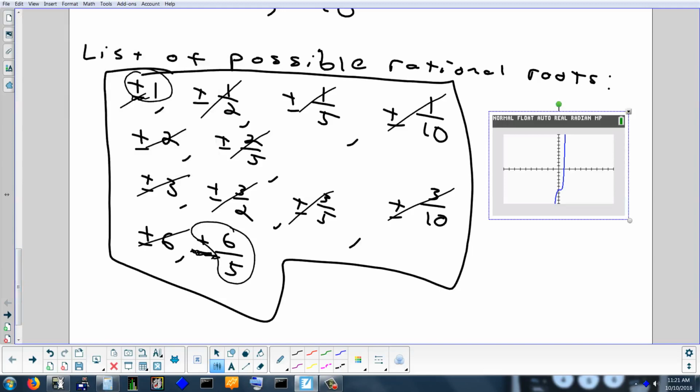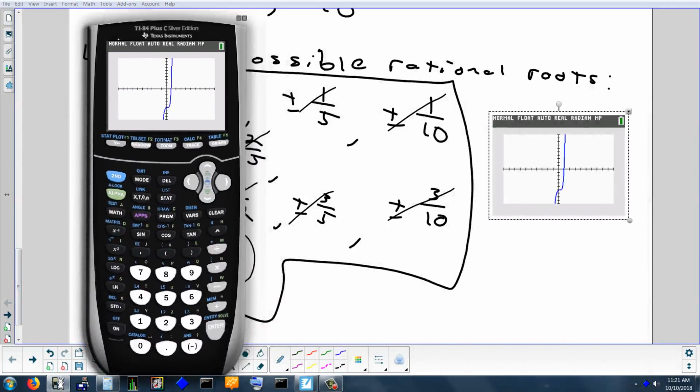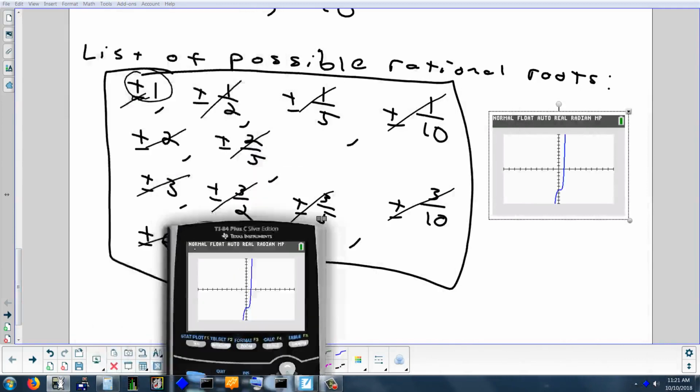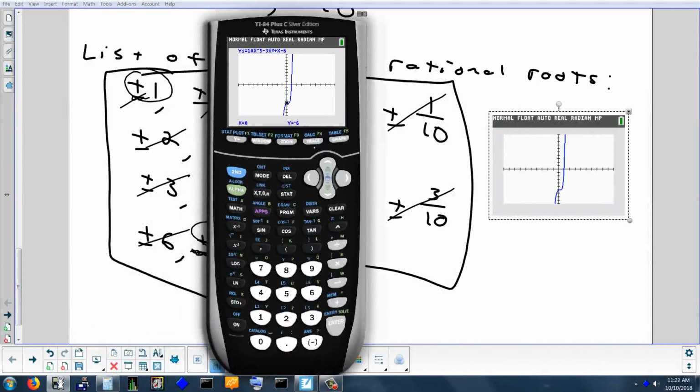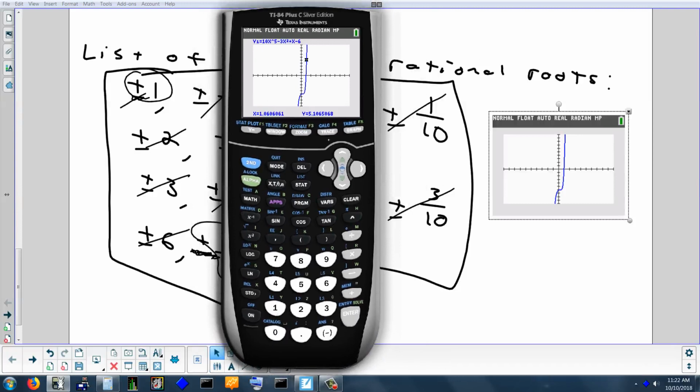All right. Now I'm actually going to check and see which one of those is correct. So I'm just going to do trace, and I'm going to guess 1, and hope that when I hit enter, I get y equals 0. Nope. So even though 1 looked like it was a root, it's not. So 1's not a root. Let's check 6/5. I don't think that one's going to be either.